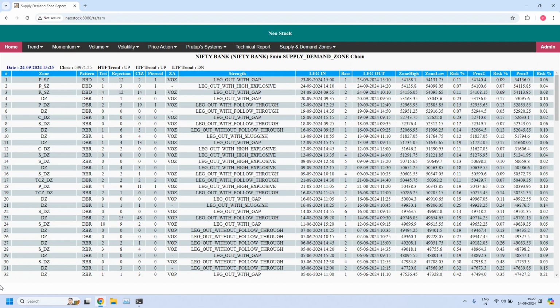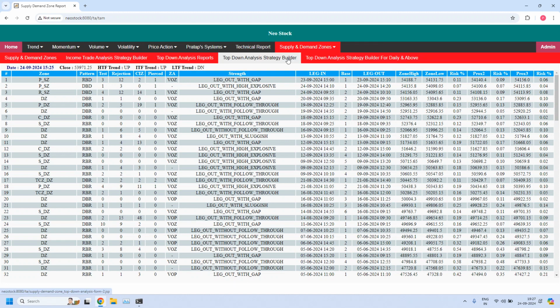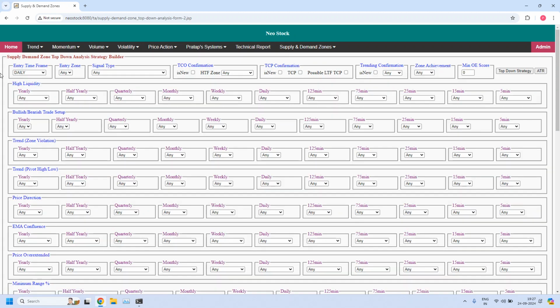Next, we will generate bullish and bearish trade setups for different income trades. First, let's start with monthly income trade bullish trade setup. Entry time frame is daily, entry zone is demand zone. In bullish or bearish trade setup at daily, I am selecting bullish.